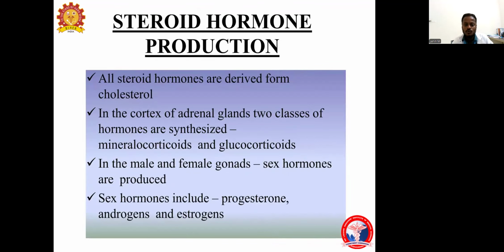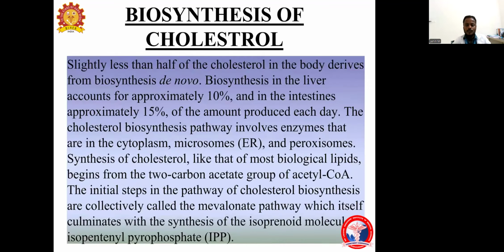What steroid hormones are produced from this? The adrenal cortex synthesizes two classes of hormones: mineralocorticoids and glucocorticoids, and sex hormones like progesterone and androsterone are also produced from this. Now the biosynthesis of cholesterol. So this is the most important thing.